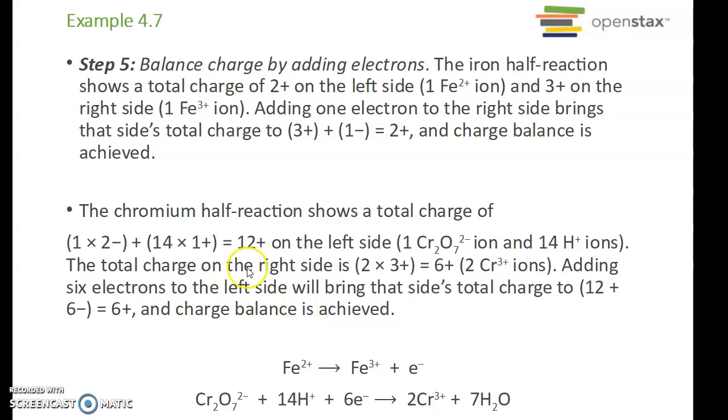The chromium half reaction shows a total charge of 1 times 2 minus, 14 times 1 plus, so 12 plus on the left-hand side of the equation. On the right-hand side, you've got 2 times 3, that's plus 6. Adding 6 electrons to the left side brings the total side reaction to 12 plus equals 6 plus, and you've achieved your balance here.